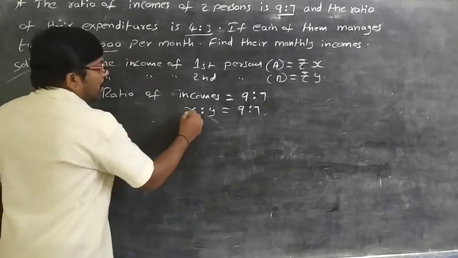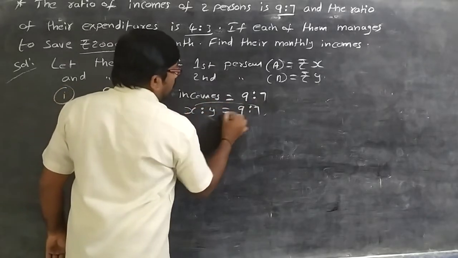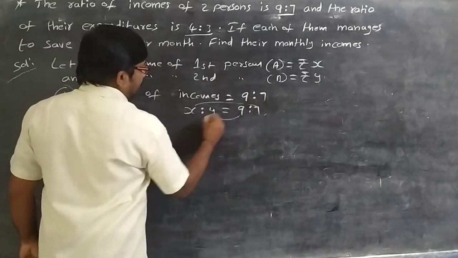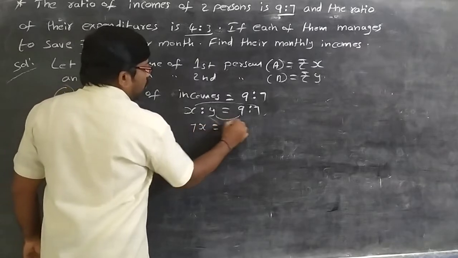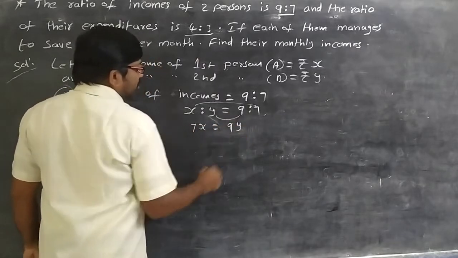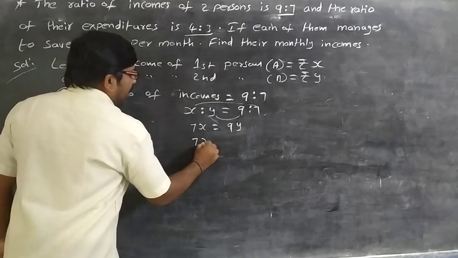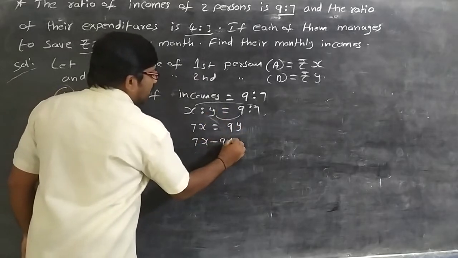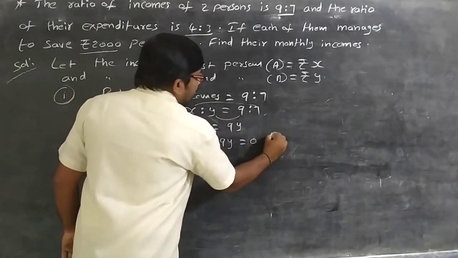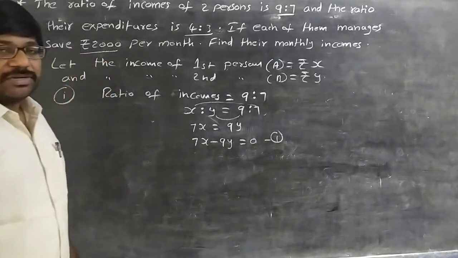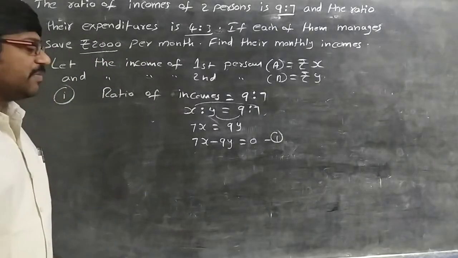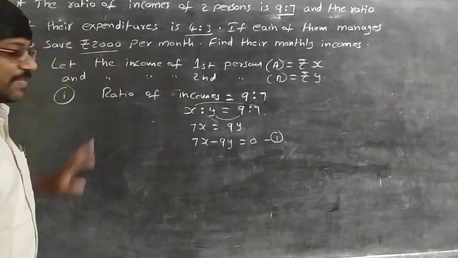Using proportion rule, product of extremes is equal to product of means. Means x into 7. 7x equal to 9y, right? Then 7x minus 9y is equal to 0. It is equation 1, right? That is equation 1 from first condition.